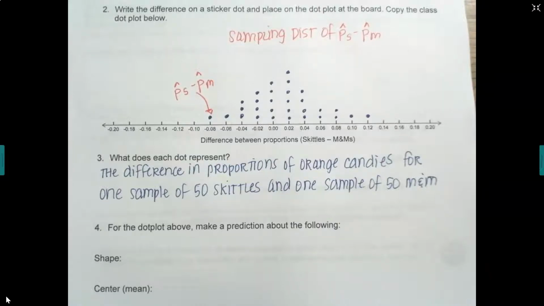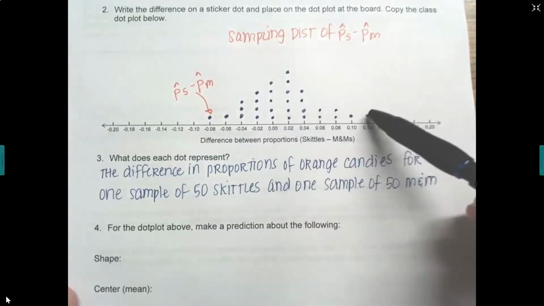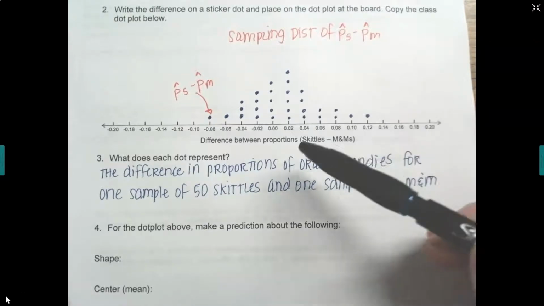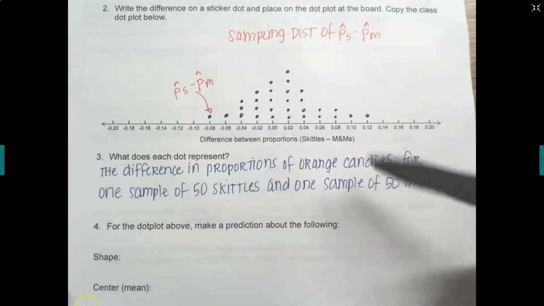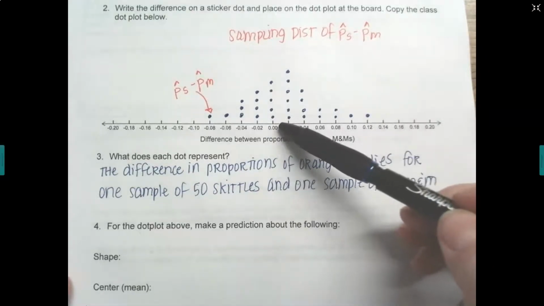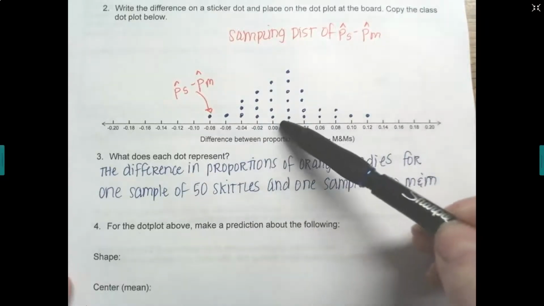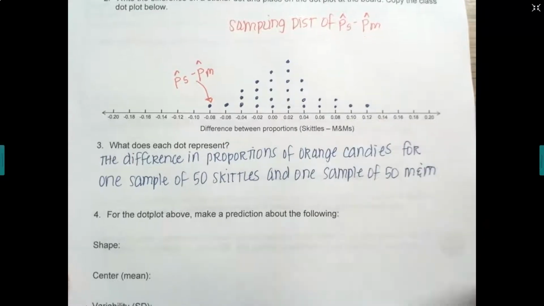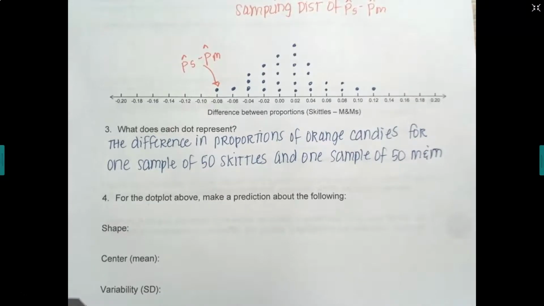Alright, so for our dot plot, for the shape, when I look at it, it might be a little bit skewed. But I'm thinking it's really approximately normal, and here's why. If I'm just looking at the dots, I feel like the center is right in here somewhere. Of course, we never want to say that it is normal, so I'm going to say that the shape is approximately normal.